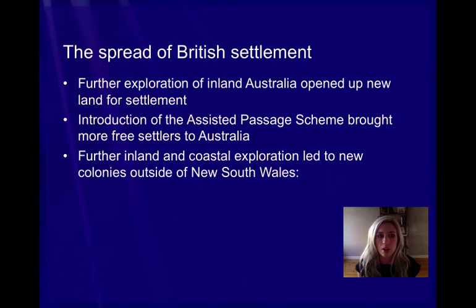So firstly we'll talk about the spread of British settlement after the initial colonising stage. Further exploration of inland Australia, particularly with the crossing of the Blue Mountains by Wentworth, Lawson and Blaxland, opened up new land for settlement, and this was necessary because they needed more land for farming. And then with the introduction of the assisted passage scheme, this encouraged more people to immigrate to Australia, so there were more free settlers, and there were particularly more skilled workers who could help develop the colony.